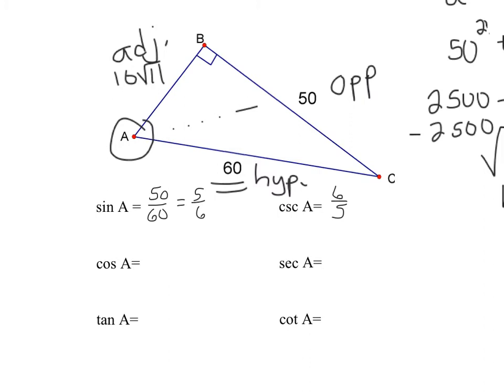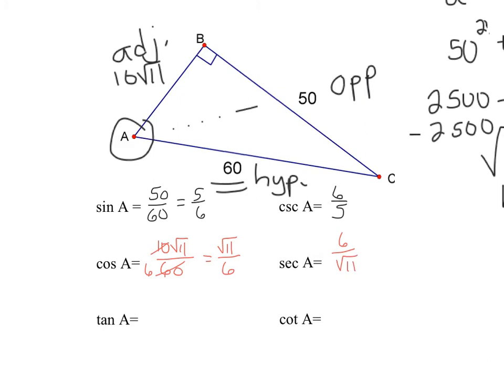My cosine is the adjacent over hypotenuse, so that's going to be 10 square root 11 over 60. But I can reduce this 10 over 60 to be 1/6. So this would just be the square root of 11 over 6. The secant would just be the flip of that, which would be 6 over the square root of 11.